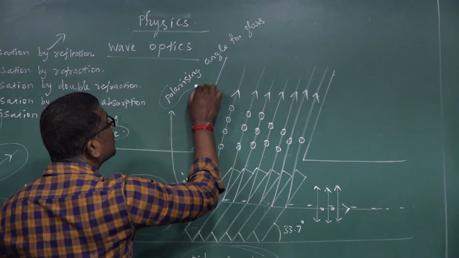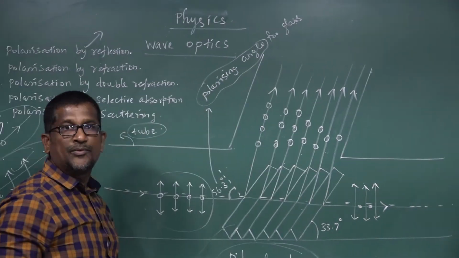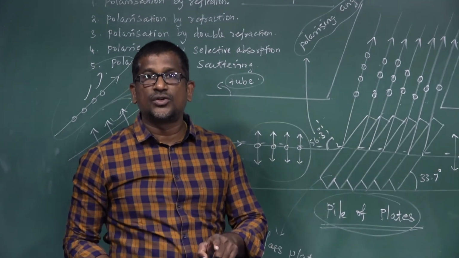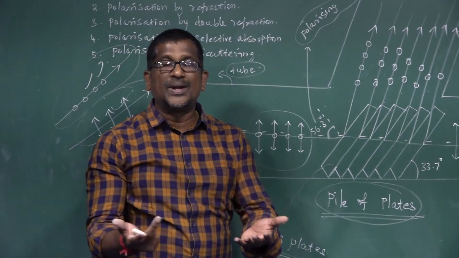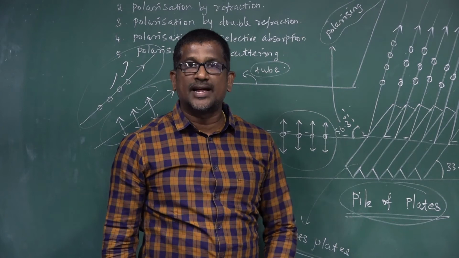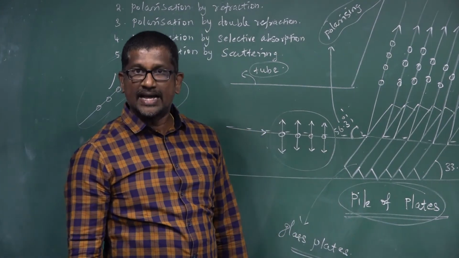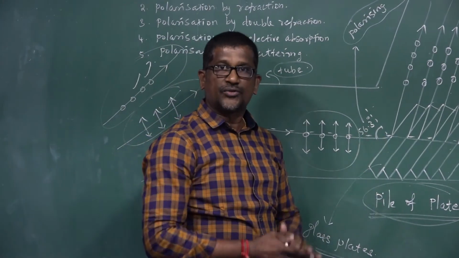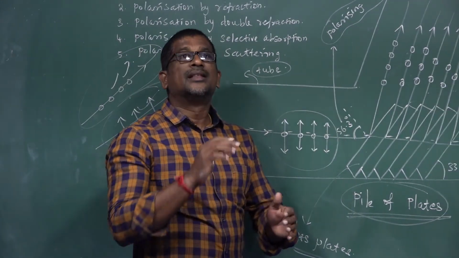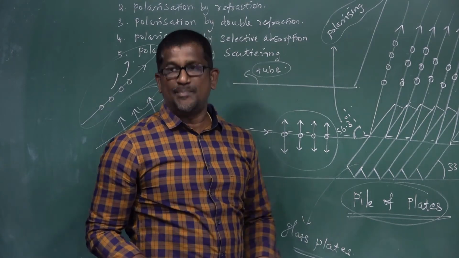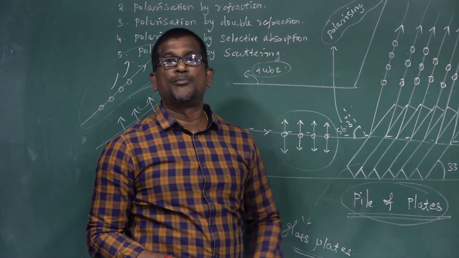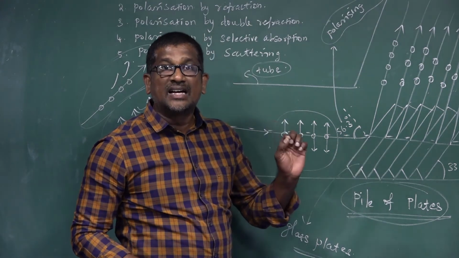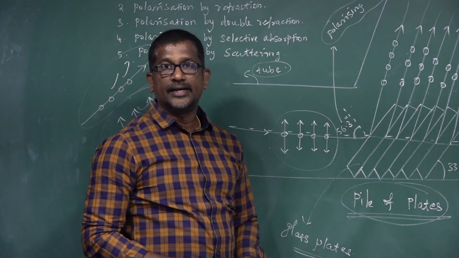Okay, what is meant by polarizing angle? The angle of incidence of the unpolarized light on any surface for which the reflected beam is completely plane polarized light is known as the polarizing angle. For glass, the polarizing angle is 56.3 degrees.